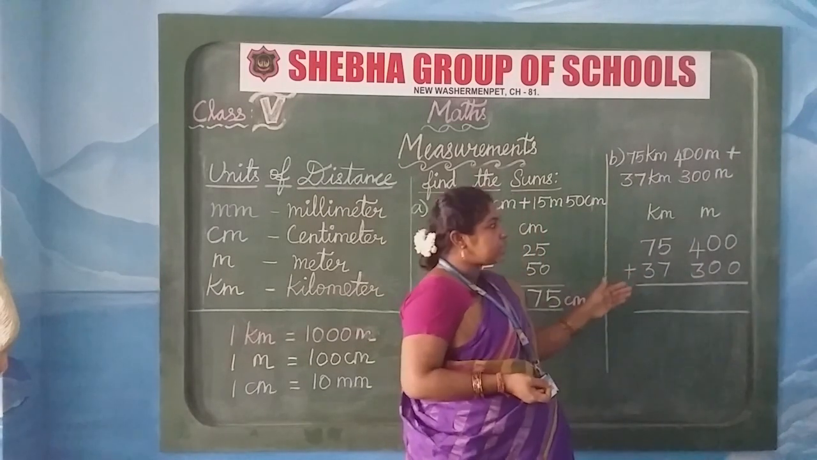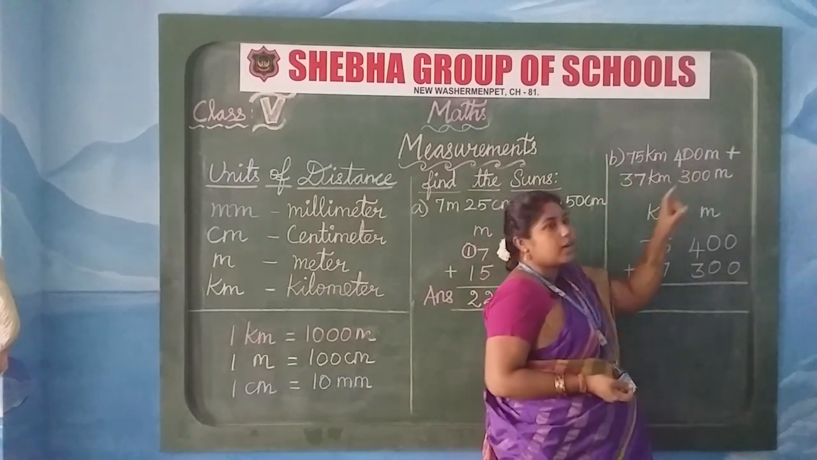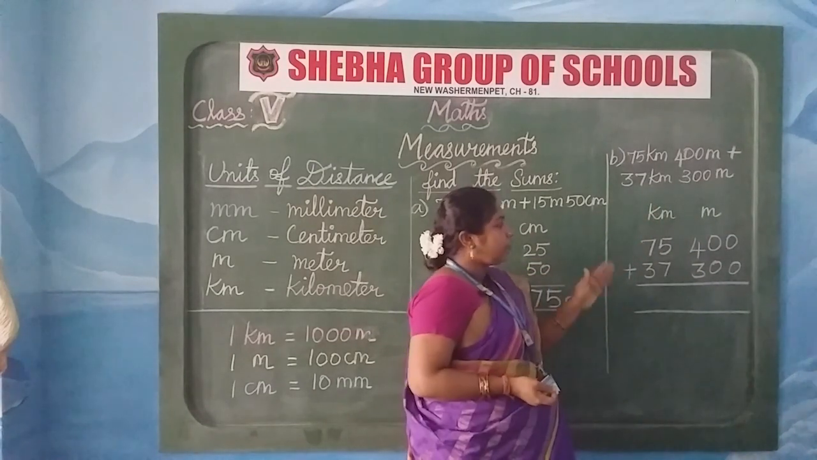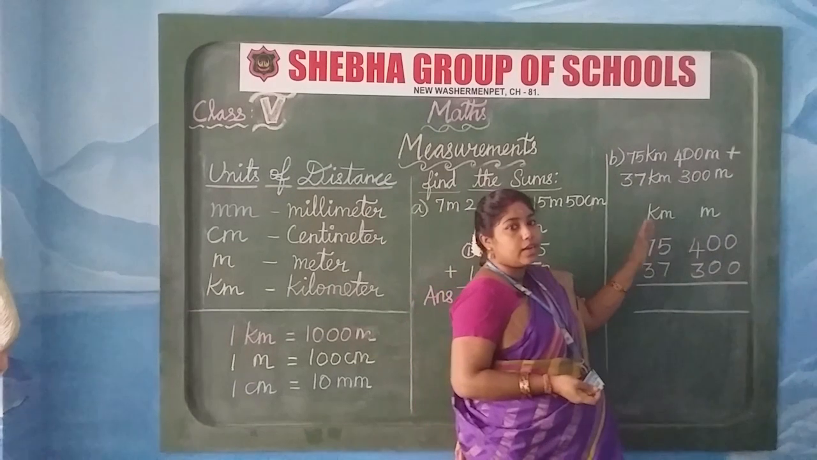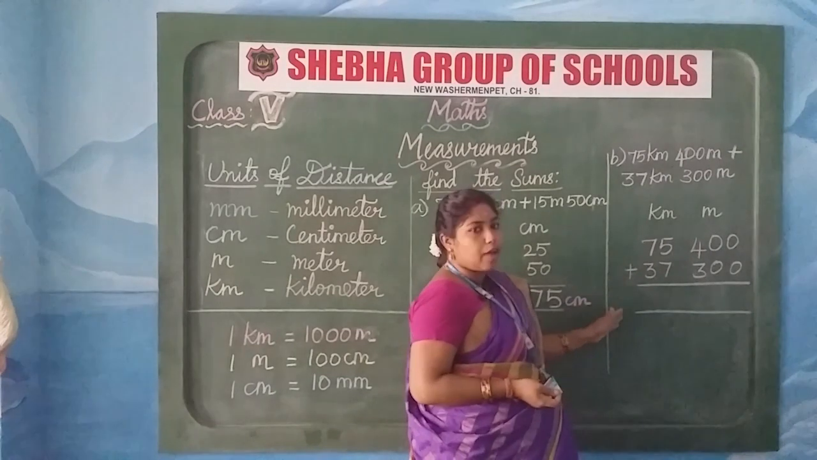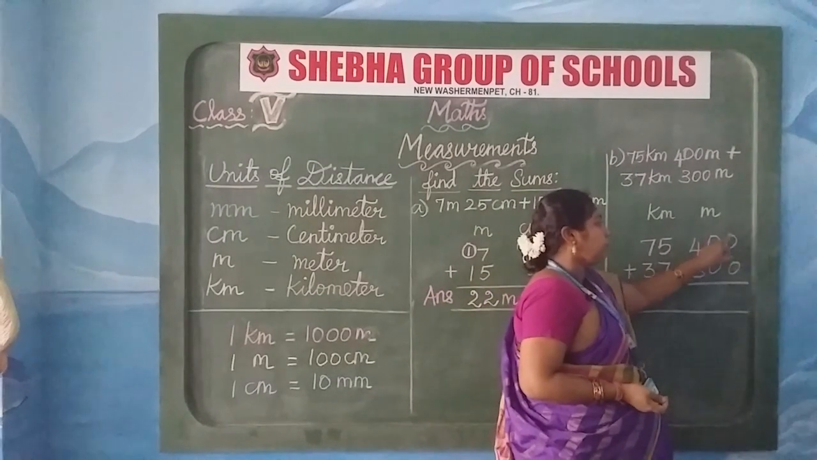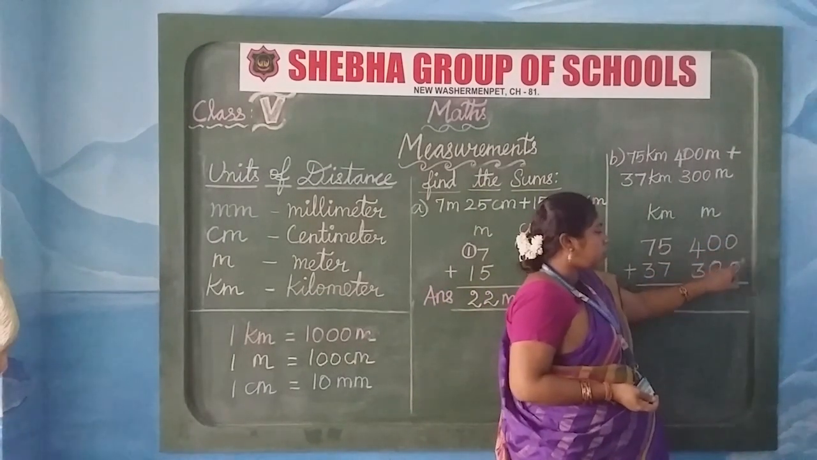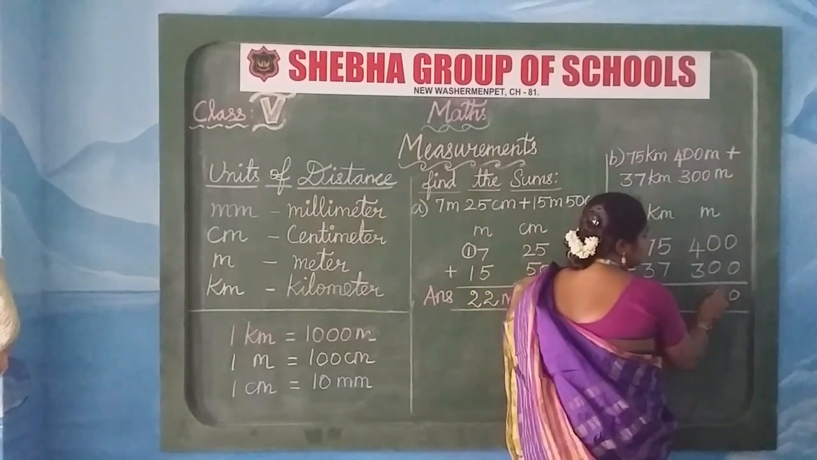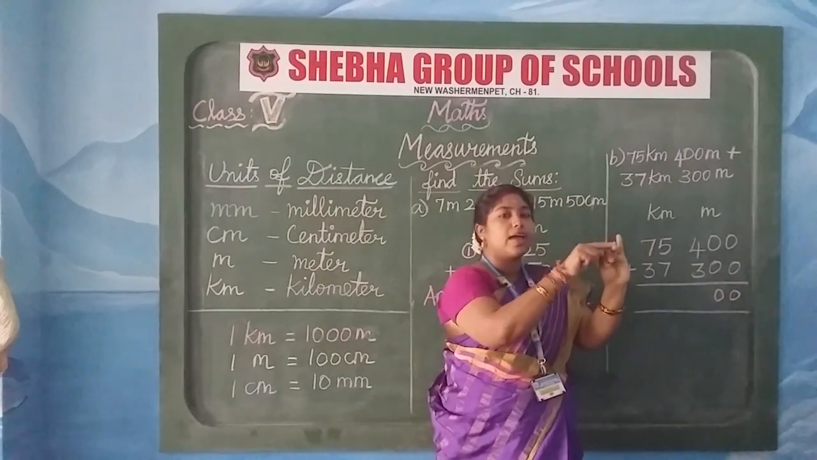Now we move on to the next sum, children. Here just read along with me. 75 kilometer 400 meter plus 37 kilometer 300 meter. Again we have to write the number in kilometer and meter. So what operation do we have to do, children? We have to sum. We have to add the numbers. So again, from the ones place value, 0 plus 0, 0. 0 plus 0, 0. 4 plus 3, 4 in the mind, 3 in the finger. After 4, 5, 6, 7.